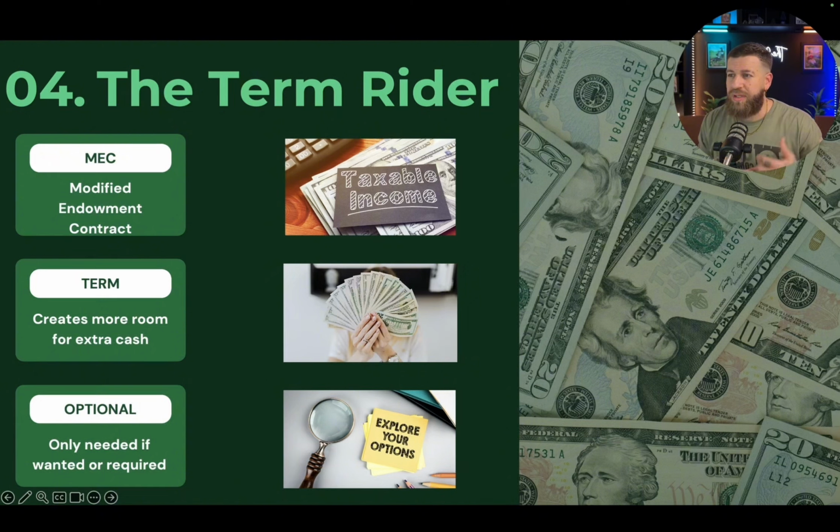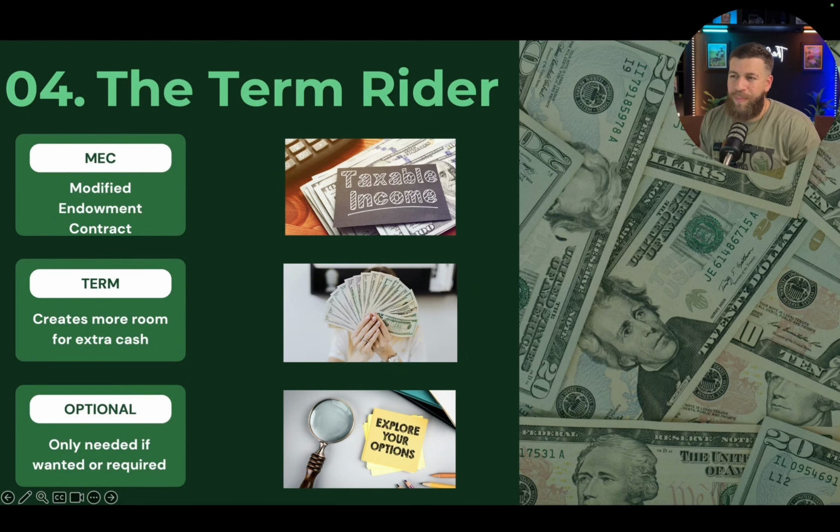It all depends on the specific person that's looking to get the policy: age, amount of money, all of those things are going to factor in. But the term rider is put onto the policy to make sure that the policy does not MEC. MEC stands for Modified Endowment Contract. And if your policy MECs, meaning you put too much money into it and it becomes what the government would consider an investment instead of life insurance, well, then they're going to tax it. They're going to turn it into a taxable asset.